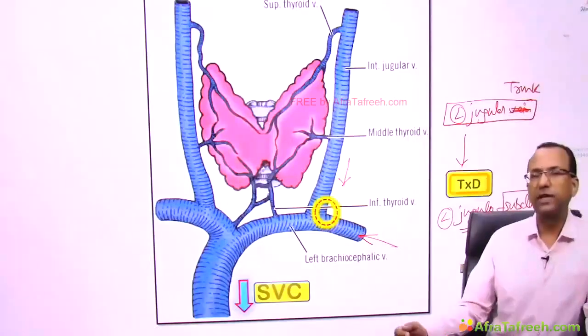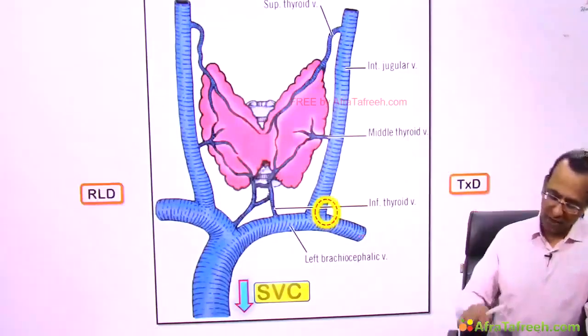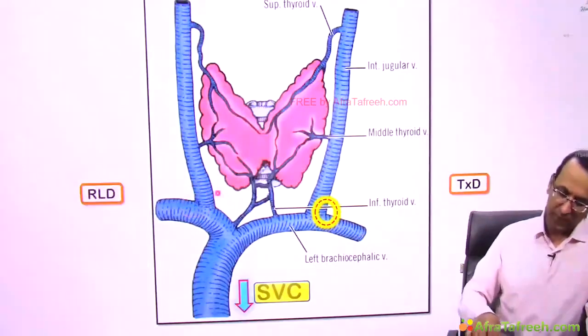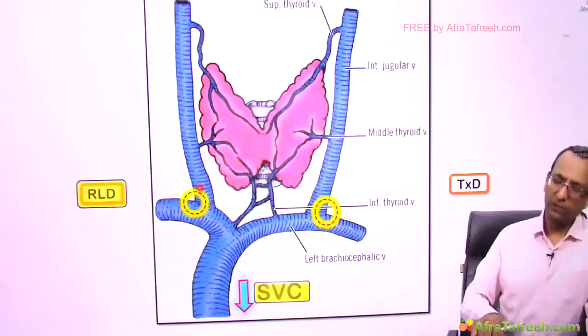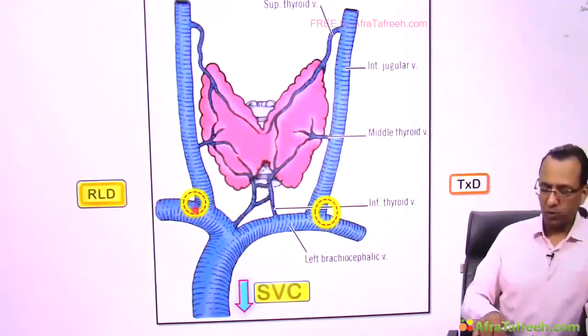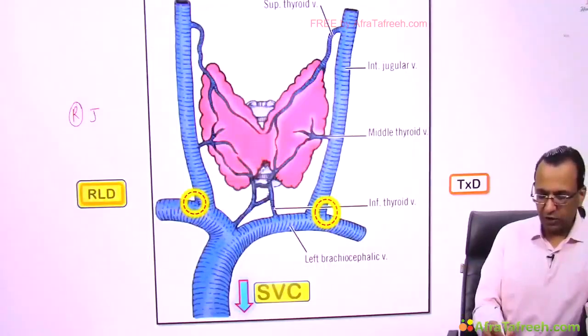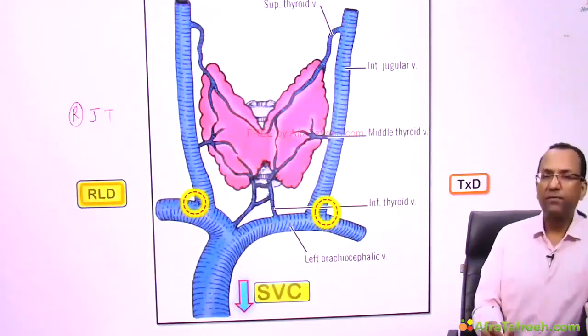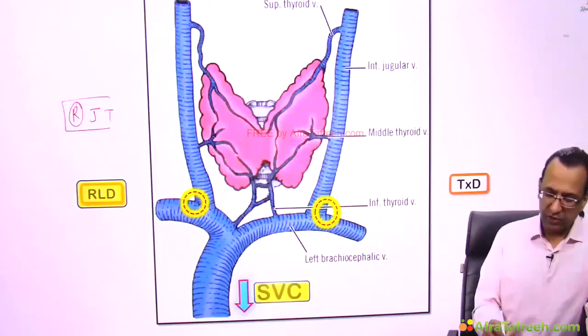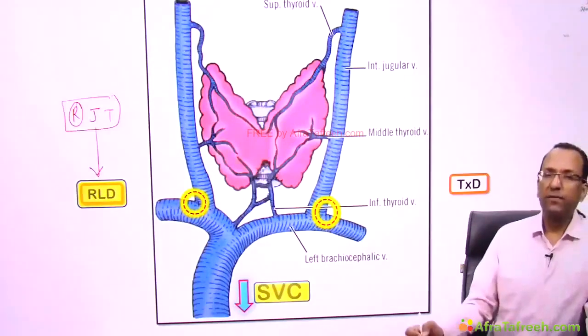What about the right side? If you say right side, then you have the right lymphatic duct opening into the right venous angle, which is the jugulo-subclavian venous angle, in a similar fashion. So what is draining here? Actually, we have the right jugular trunk draining the lymphatics of the right side of the head and neck region, and the right jugular trunk drains into the right lymphatic duct.